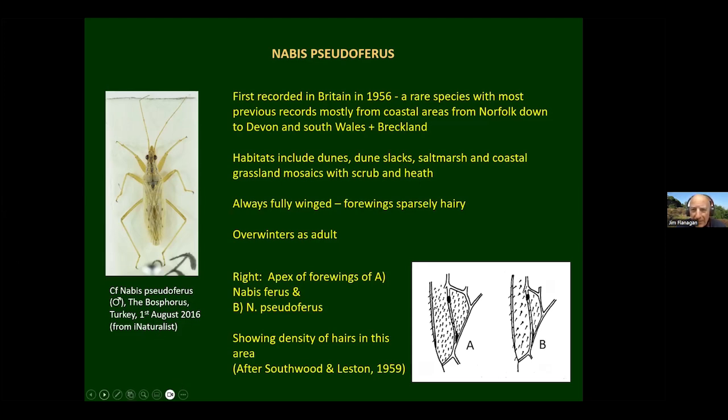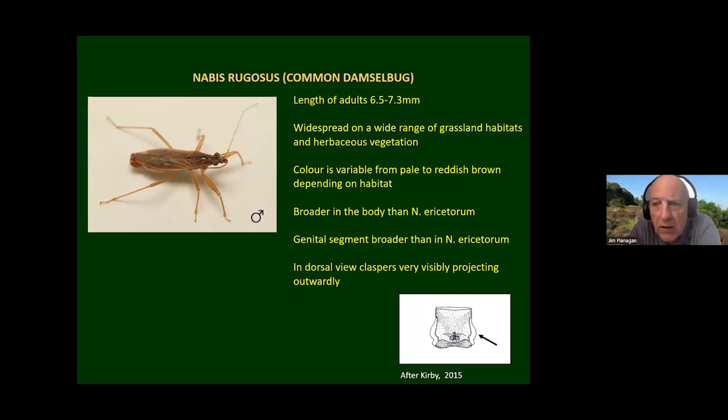So the next Nabis. Now we come to Nabis rugosus, the common damsel bug, and its name does suggest it is very common. It's the commonest Nabis that we get, and it's really very obvious in most grassland and herbaceous vegetation. Colour can be very variable, pale to reddish brown, depending on habitat. And you do get Nabis rugosus on heath, and it seems to be the same colour as Nabis ericetorum, the heath damsel bug.